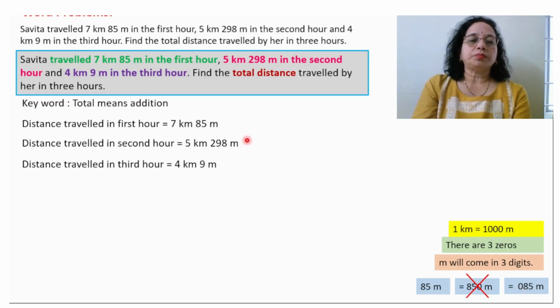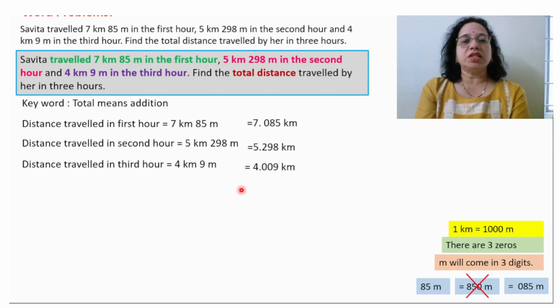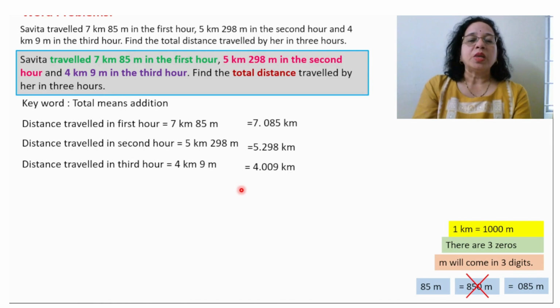So now here we will write down this 7.085 kilometer. This is already in 3 digits, so 5.298 kilometer. Now meter is in 1 digit, so we need to add 2 zeros before 9. So this will become 4.009 kilometer. This part is important. If this part is correct, then everybody knows the addition.